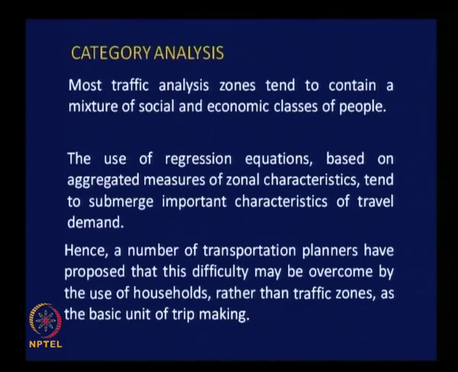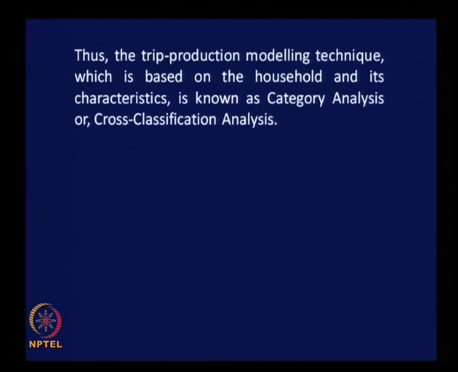It is very simple. There is no statistical procedure involved, simply observing the data and tabulating in a convenient way, so that we are able to understand the trip making or trip production characteristics of different categories of households, right. Thus, the trip production modeling technique, which is based on the household and its characteristics, is known as category analysis or cross classification analysis, classifying households across various factors. That is why it is also called cross classification analysis.